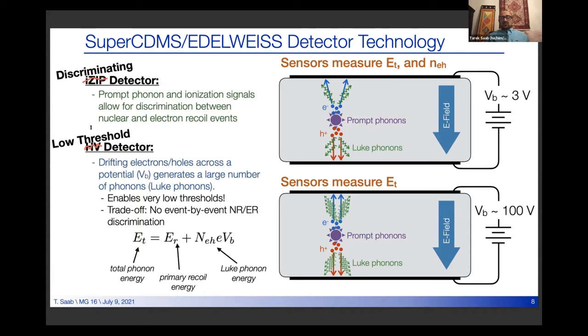Now, if you increase the electric field, the drifting charges have work done on them by the electric field, and that work will be exhibited in the detector as an increased emission of phonons. So you end up amplifying your signal quite a bit. What that gains is it allows you to probe lower energies, so you lower your search region quite a bit. But unfortunately, you give up some of the ability to distinguish between electron and nuclear recoil. So you gain in one area, you lose in another.